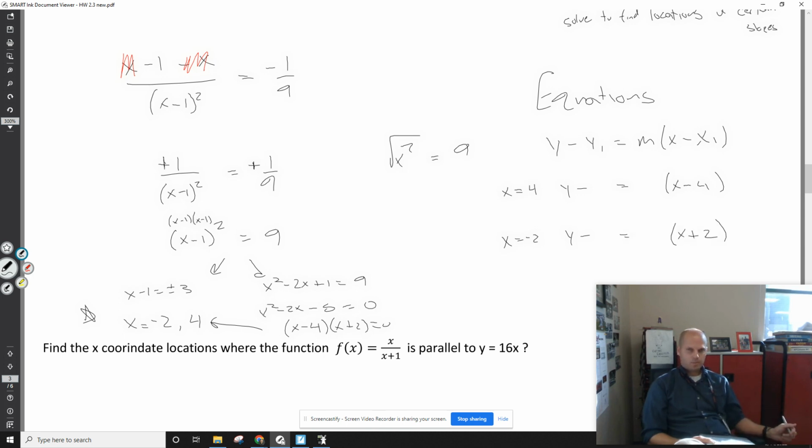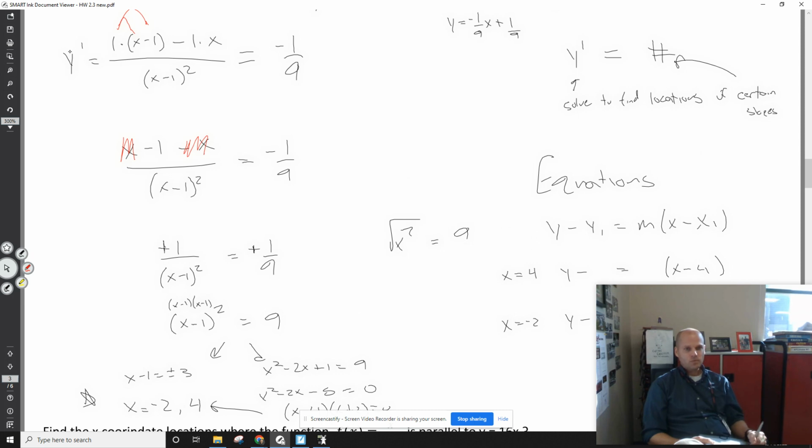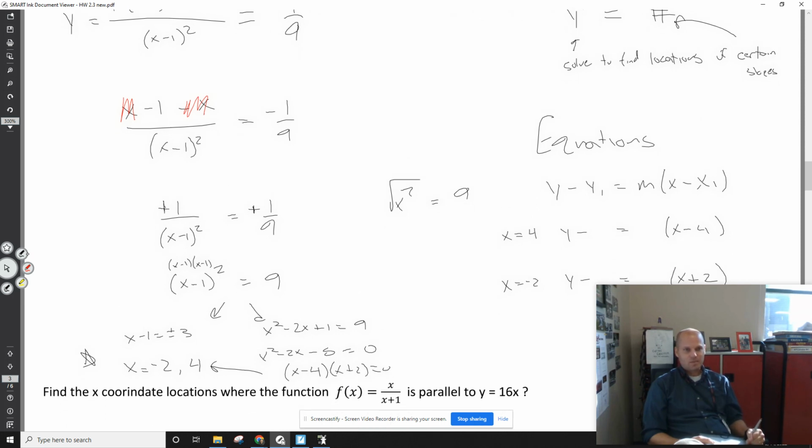Minus the negative, same as plus positive. You know the slopes. You could double check this if you wanted to. If you plugged in to y prime negative 2 and 4, you know that the slopes are going to be negative 1/9. That's an easy way to check. Like, did I get it right?